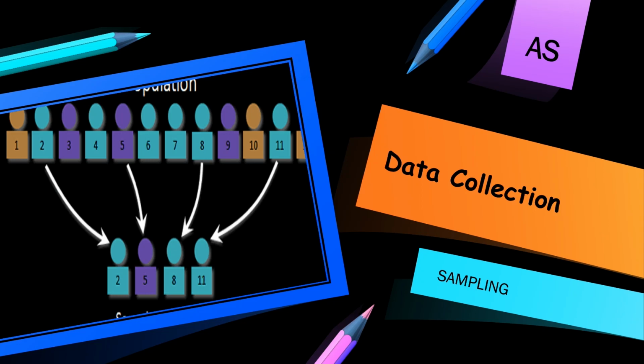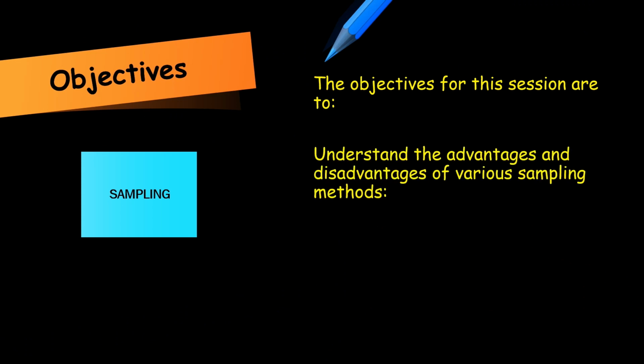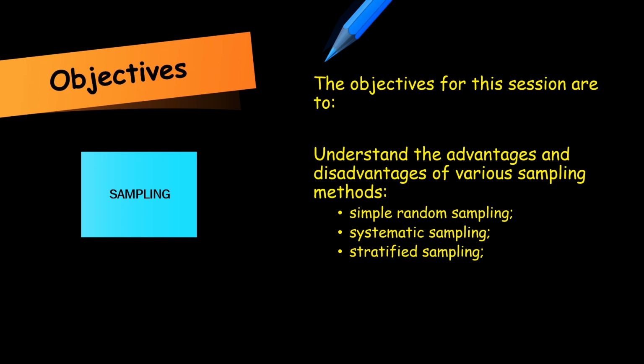Welcome to the session on data collection, sampling. The objectives for this session are to understand the advantages and disadvantages of various sampling methods, such as simple random sampling, systematic sampling, stratified sampling, quota sampling, and opportunity sampling.